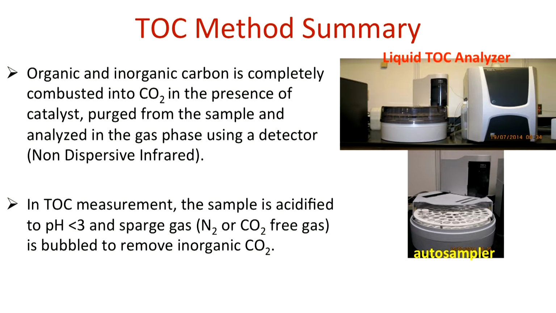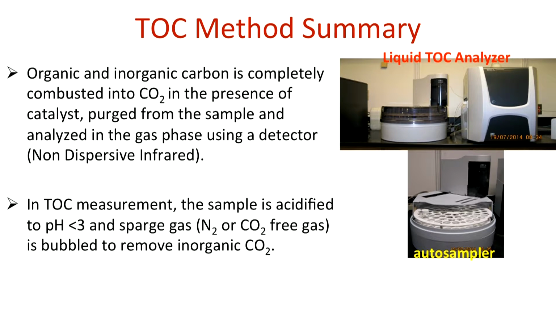So this is how typically the organic and inorganic carbon, or the total carbon, is being determined using a TOC analyzer. First, it is introduced into a furnace where it is combusted completely into carbon dioxide in the presence of a catalyst, typically platinum. And then it goes into a detector, which is typically non-dispersive infrared.